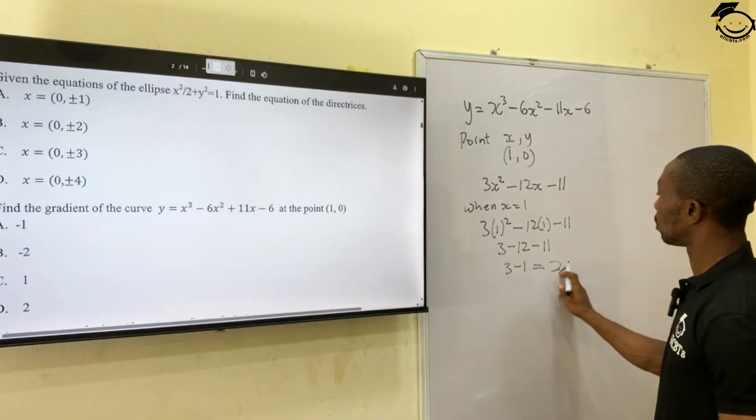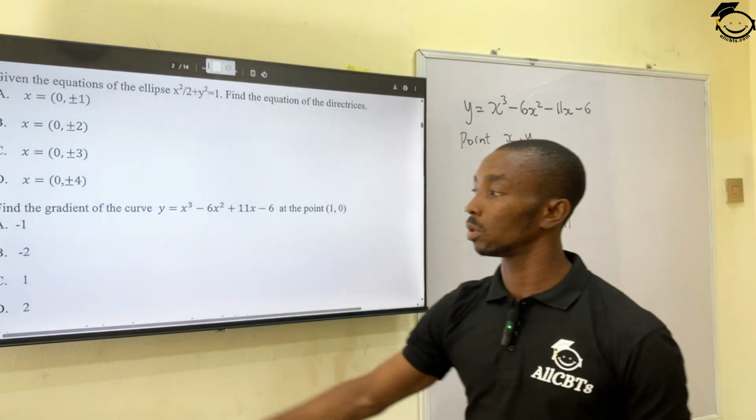So our value of x will become 2, which is option D.